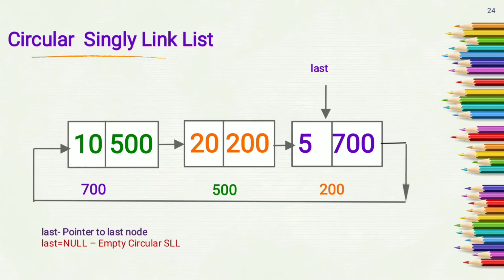Here in circular singly linked list we use a last pointer, which will store the address of the last node, or you can say it is a pointer to the last node. If last contains the value null, it represents an empty circular linked list.